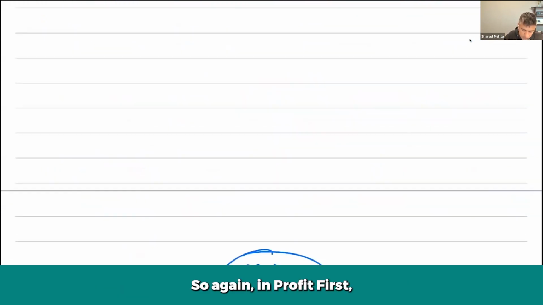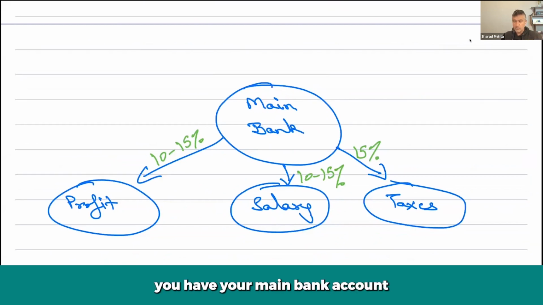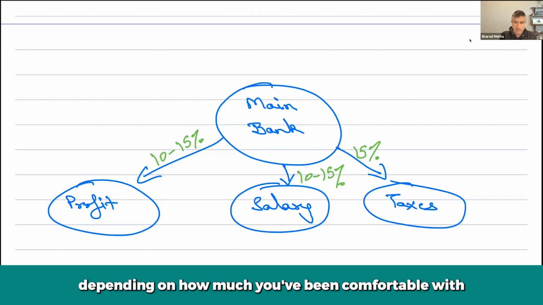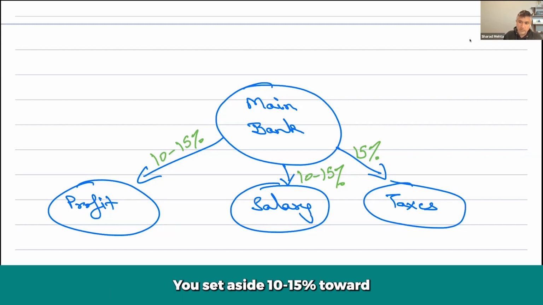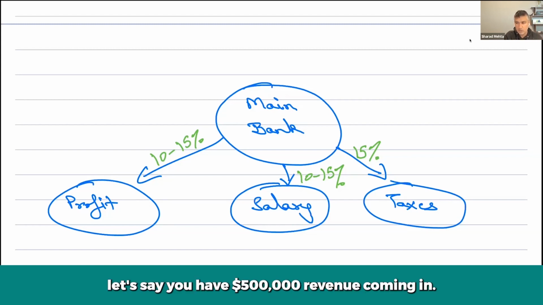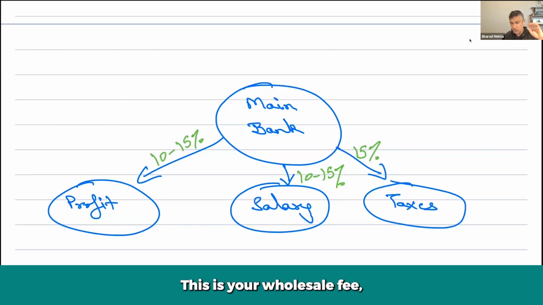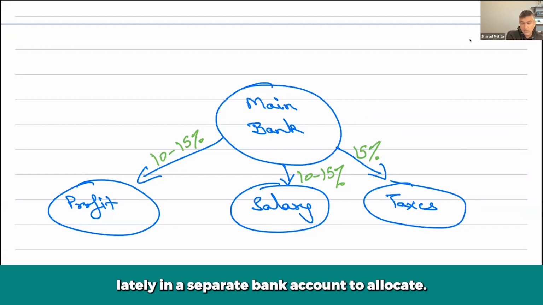So again, the idea behind Profit First is, you have your main operating account where all your revenue is coming in. Out of that, depending on how much you feel comfortable with, you set aside 10 to 15% towards profit allocation in your business. So let's say you have $500,000 revenue coming in. This is your wholesale fee, your fix and flip profit, whatever revenue you might have, you take 10 to 15% of that, so $50,000 to $75,000, and you move it literally into a separate bank account. So basically the idea is out of sight, out of mind.